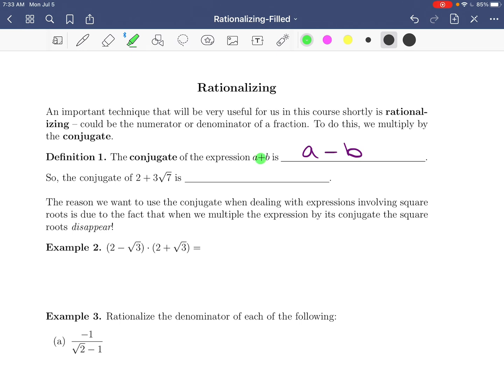If it's a plus here, then you want to write a minus here. If it's a minus there, you want to write a plus here. So you just switch the sign in between them. So the conjugate of 2 plus 3 root 7, I would write both things, the 2 and the 3 root 7, and then I just change the sign in between them. Because it was a plus, now it's a minus.